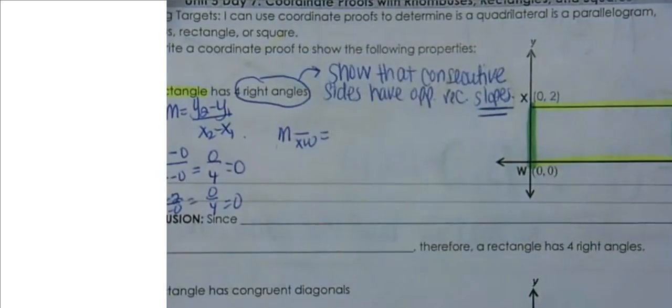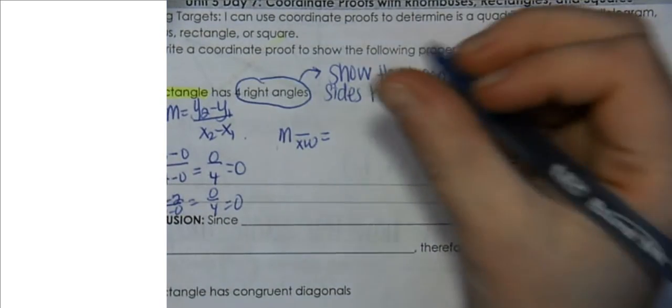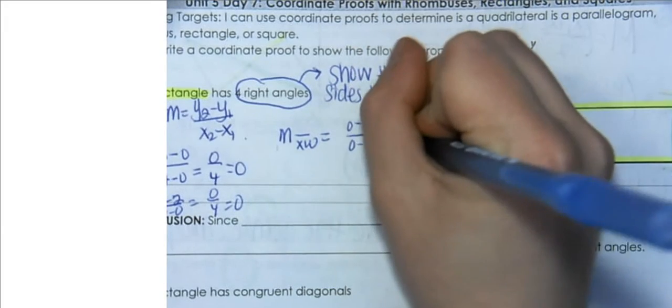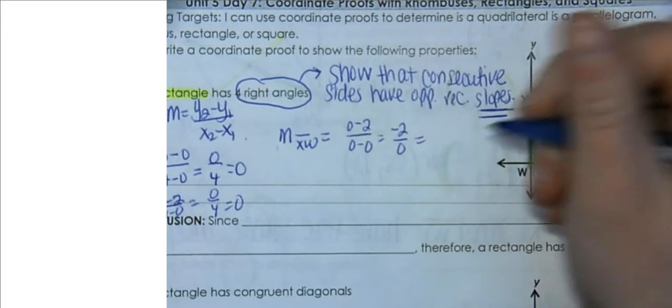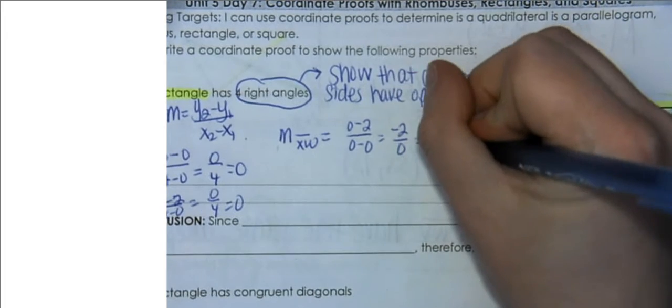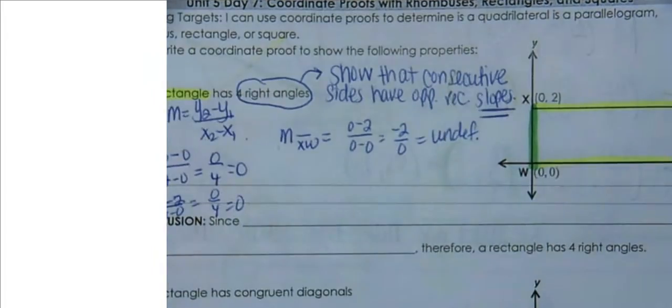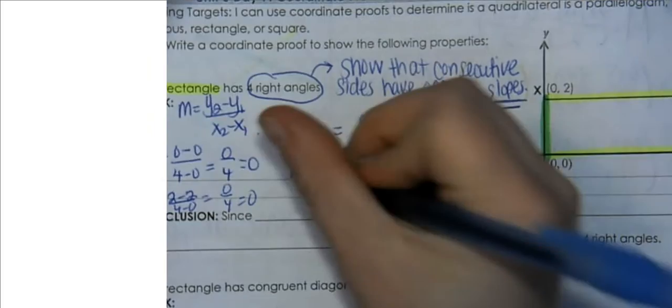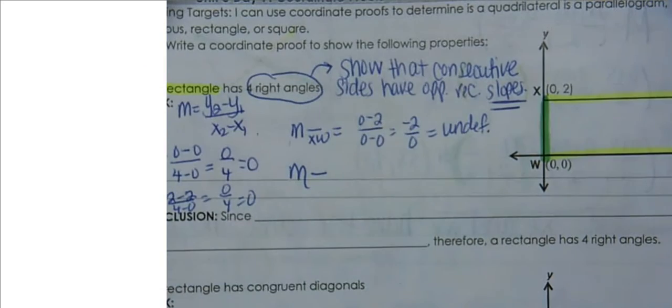So that is going to be 0 minus 2 divided by 0 minus 0. So that's going to be negative 2 over 0. And we knew that whenever 0 is on the bottom, it's no way, and that is undefined. Okay.